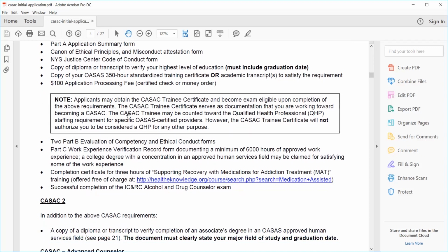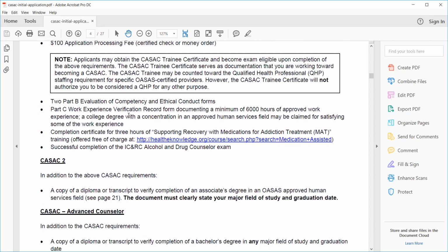If you go down here a little bit, they tell you that you may obtain your K-Sac training certificate and become eligible upon completion of the above requirements. So that's all you need to do to get your K-Sac-T going. Yay, and that's what we want you to get. Hopefully this makes sense.